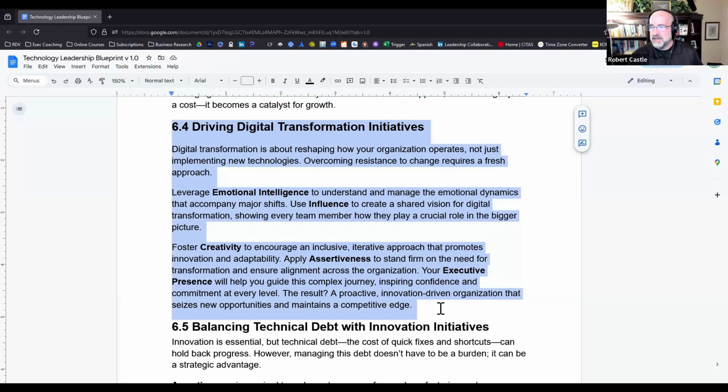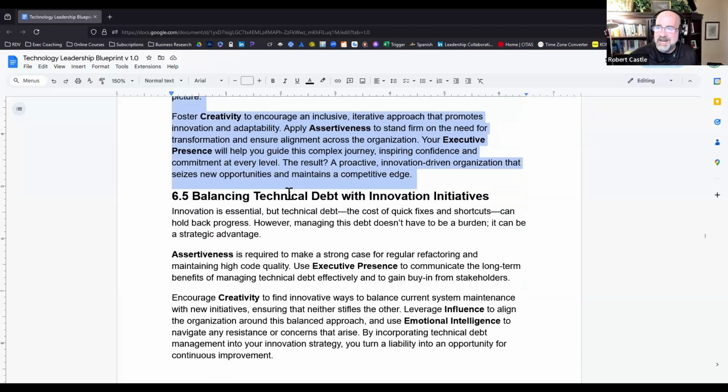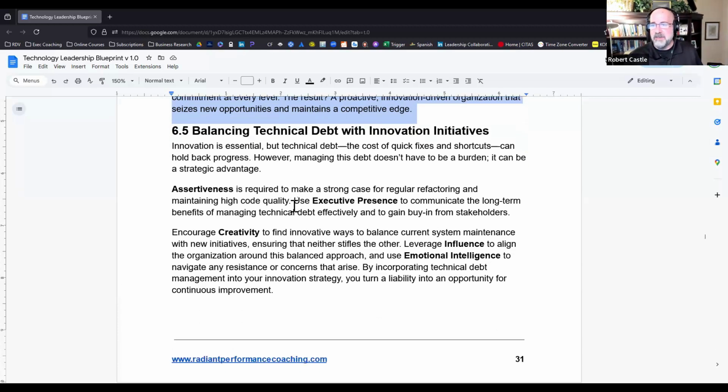Use influence to create a shared vision for digital transformation, showing every team member how they play a crucial role in the bigger picture. Foster creativity to encourage an inclusive, iterative approach that promotes innovation and adaptability, and apply assertiveness to stand firm on the need for transformation and ensure alignment across the organization. Your executive presence will help guide this complex journey, inspiring confidence and commitment at every level. The result: a proactive, innovation-driven organization that seizes new opportunities and maintains a competitive edge.